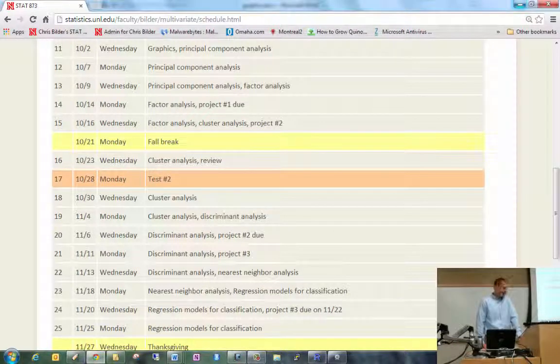It's 9 o'clock, so let's get started here. Okay, so we will quickly finish up this graphics section today. Then we're going to start a new section called Principal Component Analysis. Let me remind you that project number 1 is due on Monday, October 14th.